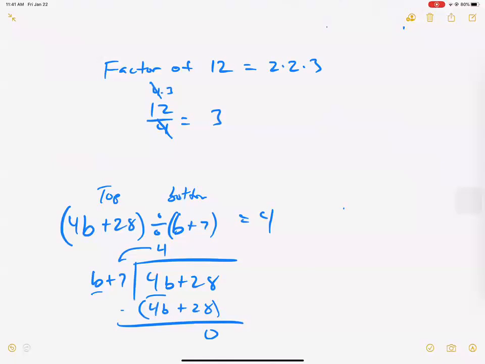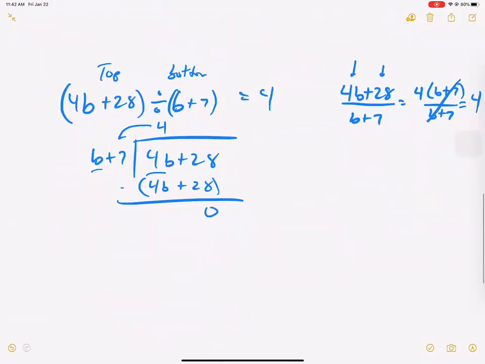Well, something you want to note: if I write 4b plus 28 over b plus 7, let's look at this as a different way of doing division. What's a common factor in 4 and 28? That's a common value of 4, right? Left over is b plus 7 over b plus 7. These both divide out, leaving me 4. So could you have skipped long division and just done factoring? Yeah, you could have. But that's not always an obvious case.